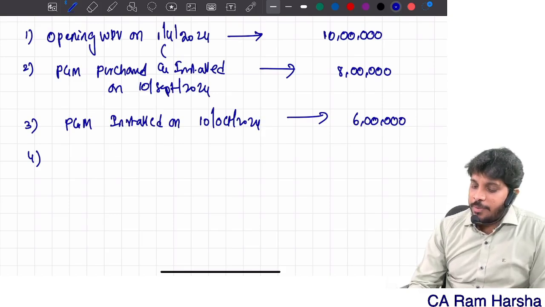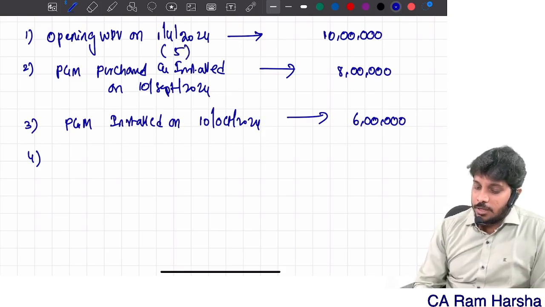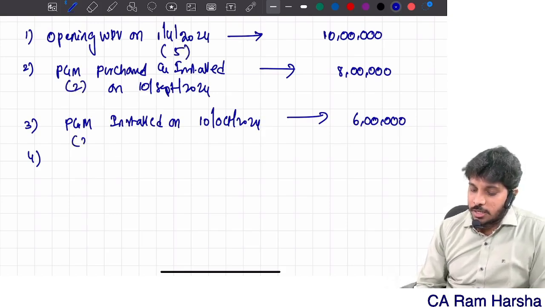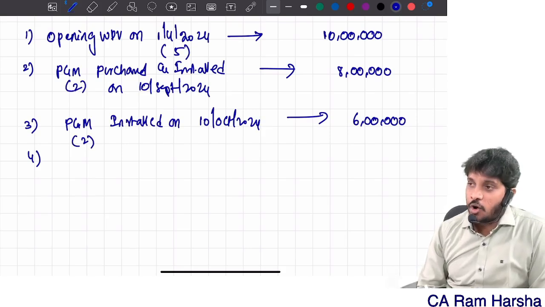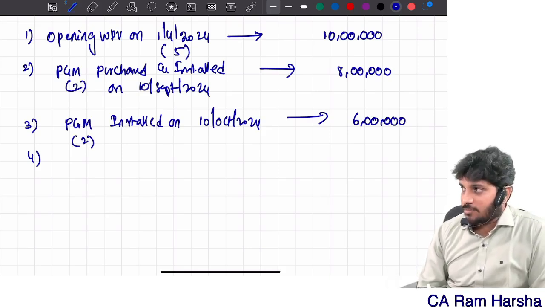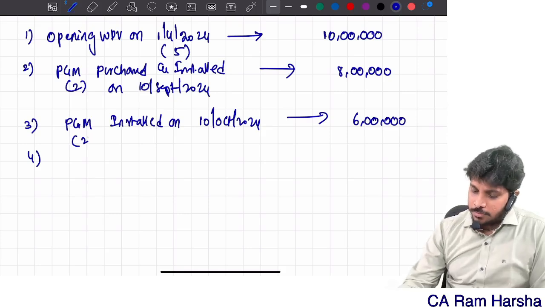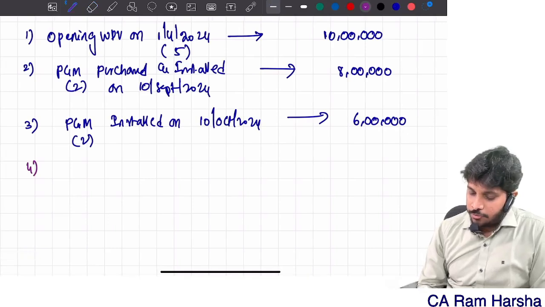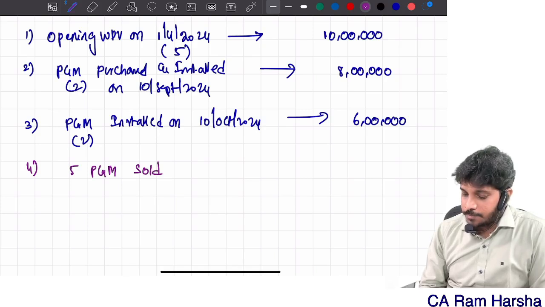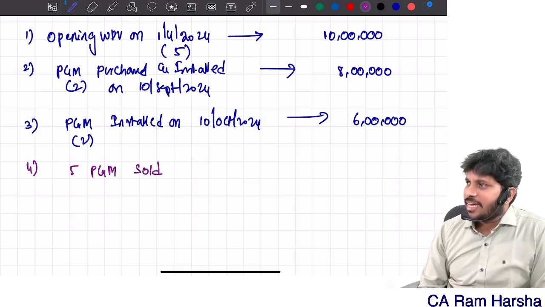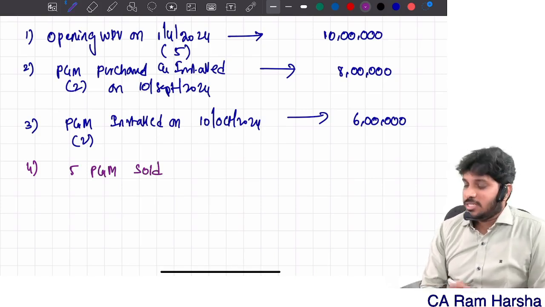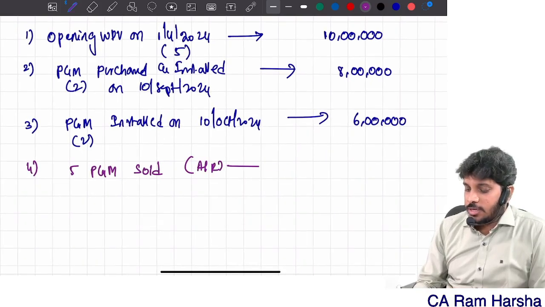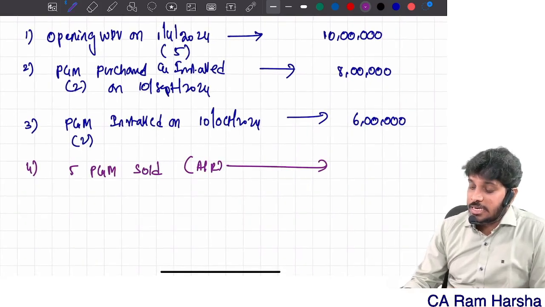Actually opening they have 5 machines. Second time they purchased 2 machines. Third time they purchased how many machines? 2. Total how many machines do we have? 9 machines. Fine. Now, fourth information: 5 plant and machineries were sold. Sold means the amount I received. The amount received on these plant and machineries is approximately 9 lakhs.